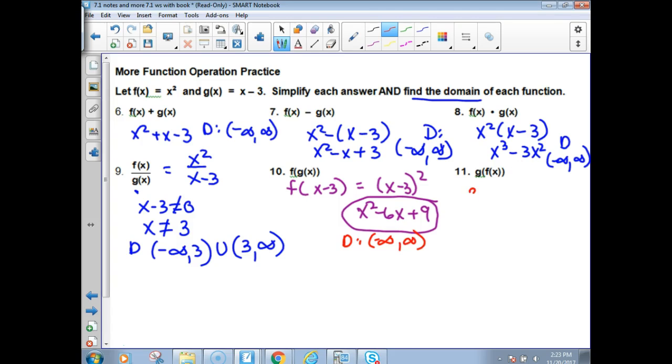G of f of x means do the g of x squared. Put x squared into the g function, and you have x squared minus 3. Same domain, negative infinity to infinity.